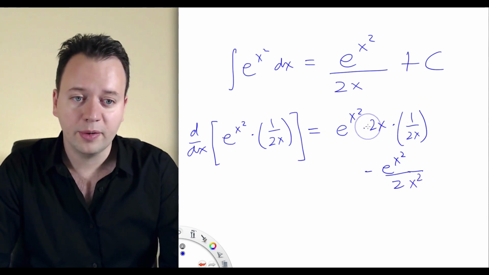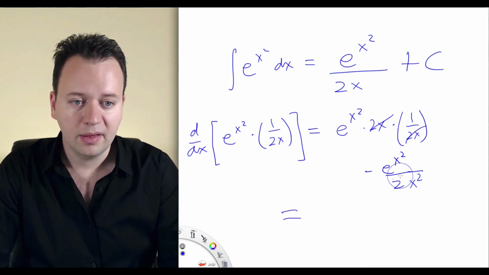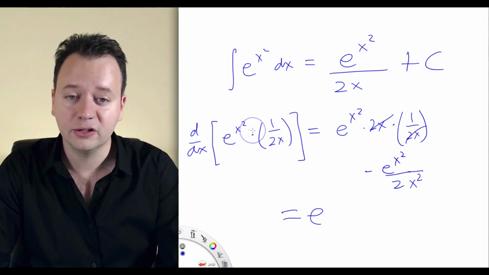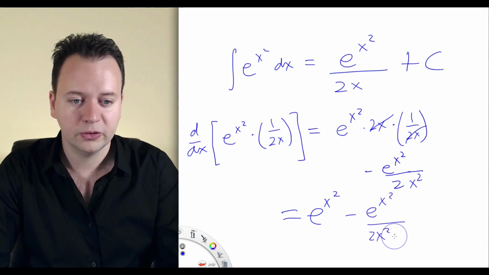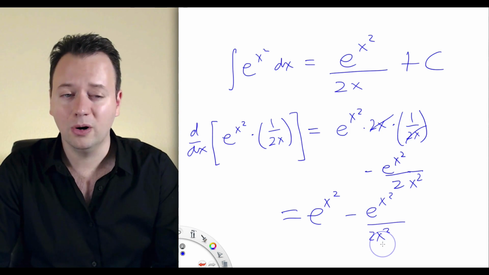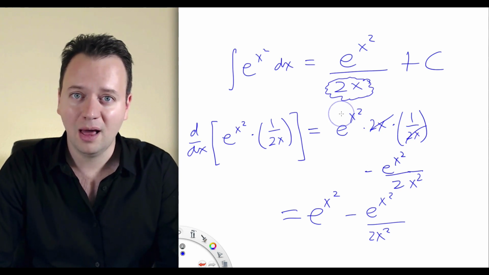Now the first term here is on the right track. The 2x's cancel. But the second term throws everything off, right? So the derivative of e to the x squared divided by 2x is e to the x squared minus e to the x squared over 2x squared. So the reason it doesn't work is because when you divide by the derivative of the exponent, and the derivative of the exponent gives you an extra x here, it screws everything up, right?